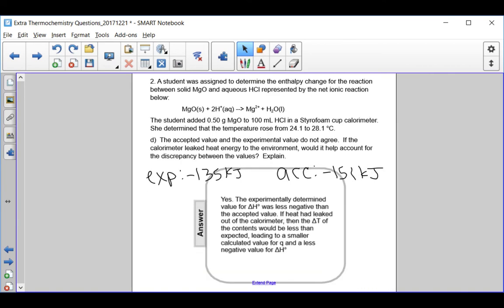The experimentally determined value for delta H is less negative than the accepted value. If heat had leaked out of the calorimeter, then the delta T of the contents would be less than expected, because of course some of it is lost, leading to a smaller calculated value for Q, and therefore a less negative value for delta H. So in this case, this is just some experimental error that would be maybe expected if the calorimeter was not completely sealed from the environment.